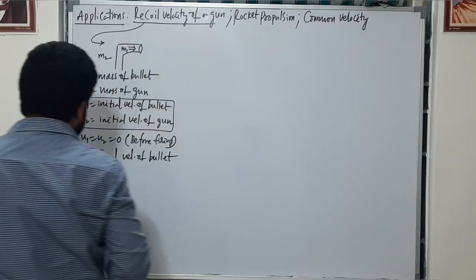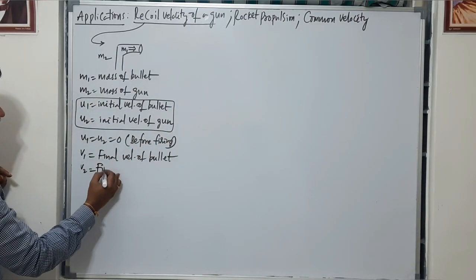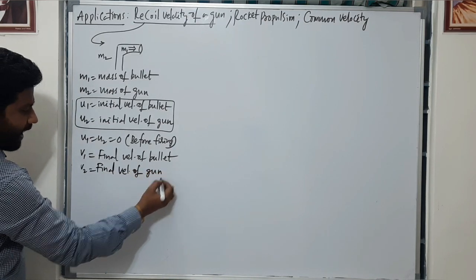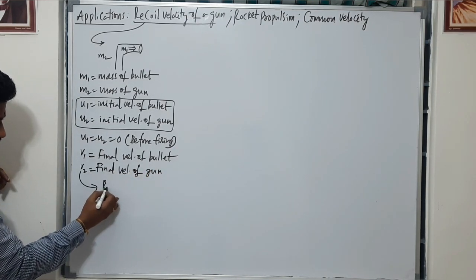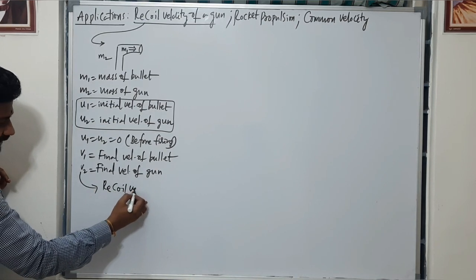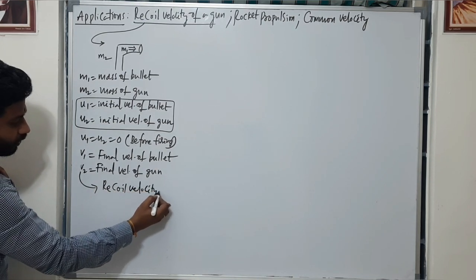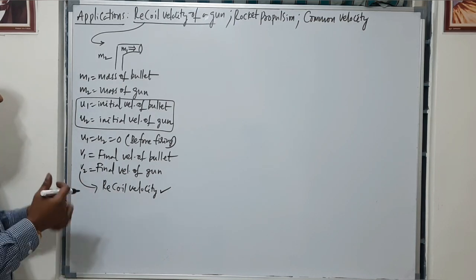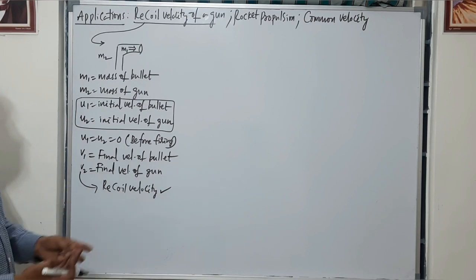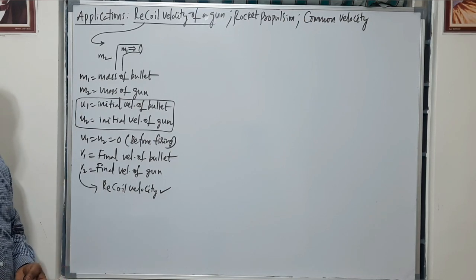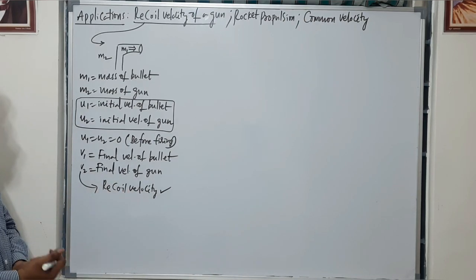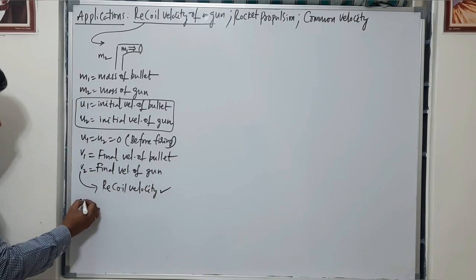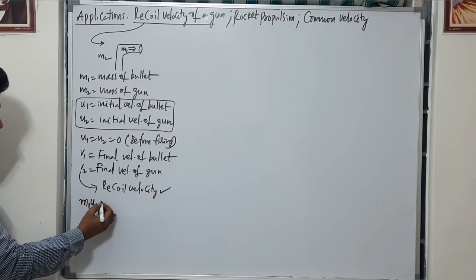Okay, so now this v2 is what? Final velocity of the gun, and this final velocity of the gun is called recoil velocity. What is it called? Recoil velocity. Alright, are you ready now? How to find this recoil velocity? By using law of conservation of linear momentum, you can find the recoil velocity of the gun, right? It is so simple, and let's apply law of conservation of linear momentum.